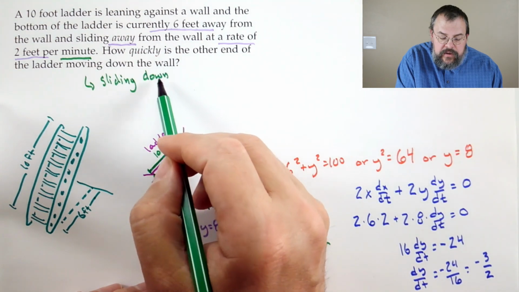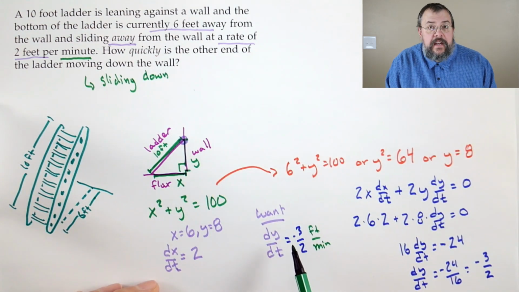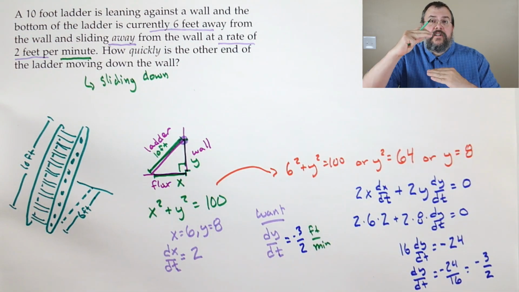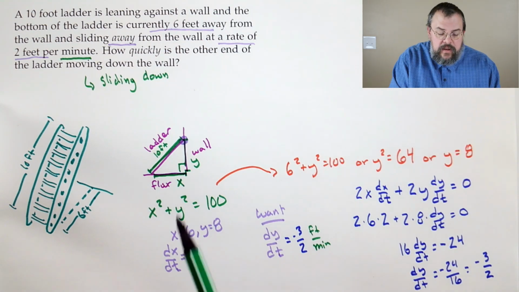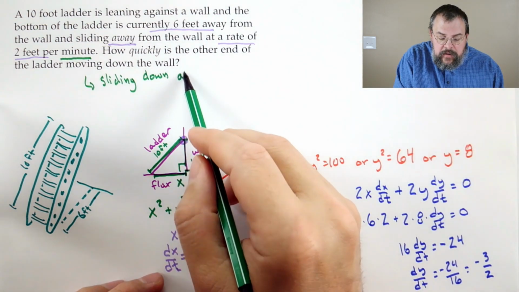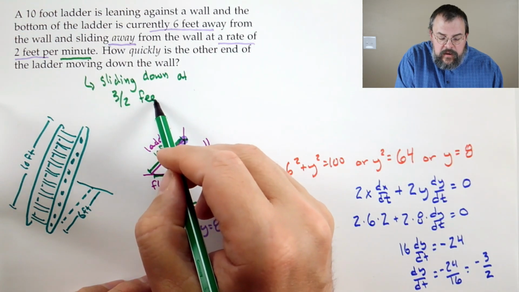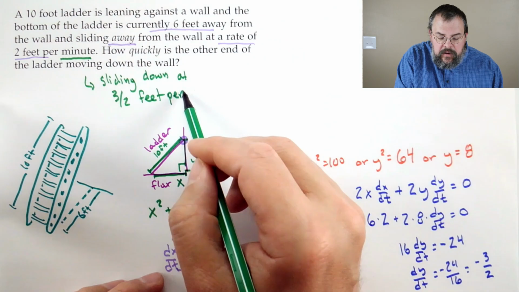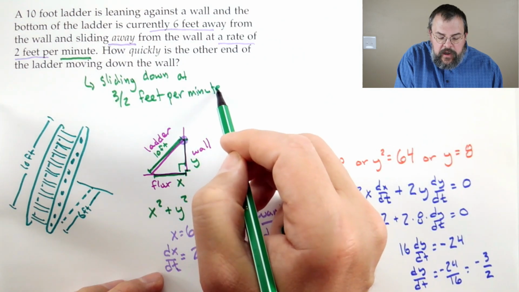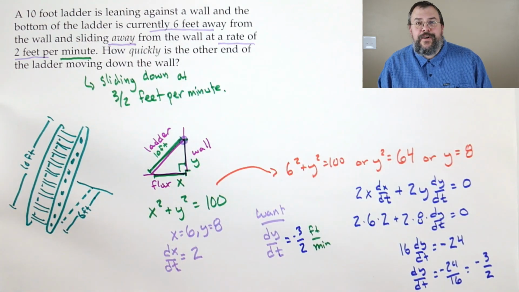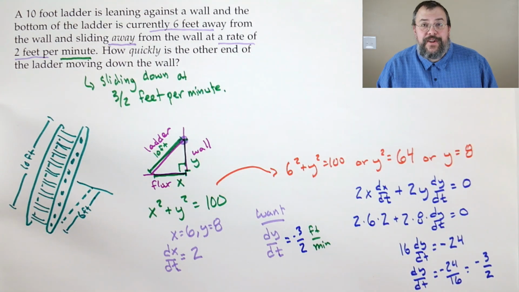And how do we know it's going down? Because it's negative. So the y value is decreasing. It's getting a shorter length. Sliding down at 3/2 feet per minute. That's how we could respond if we wanted to use more of our language abilities.